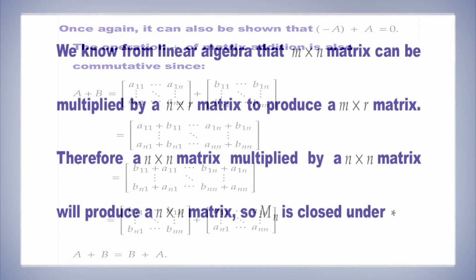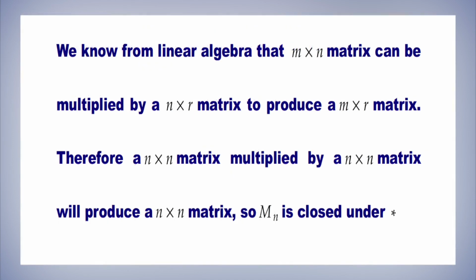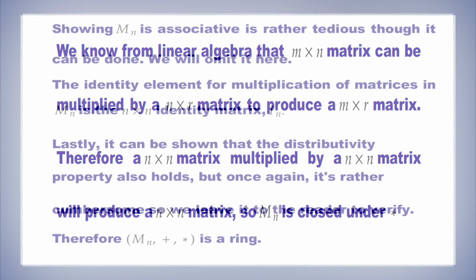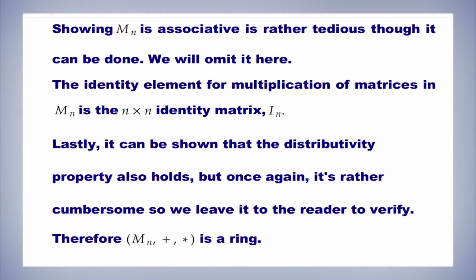We know from linear algebra that an M by N matrix can be multiplied by an N by R matrix to produce an M by R matrix. Therefore, an N by N matrix multiplied by an N by N matrix will produce an N by N matrix. So, Mn is closed under multiplication. Showing Mn is associative is rather tedious, though it can be done; we will omit it here.